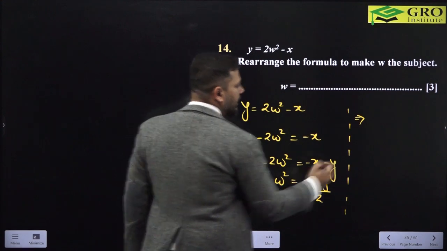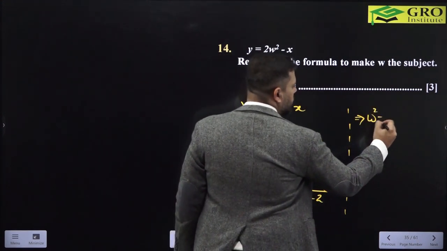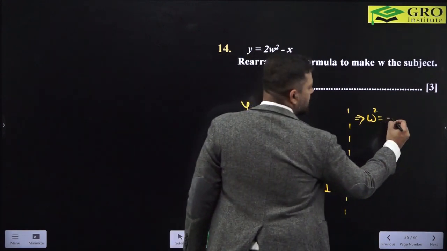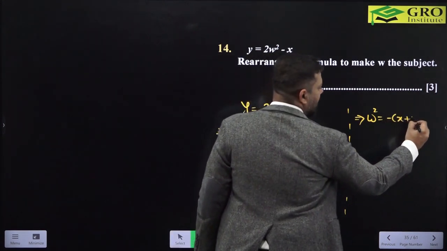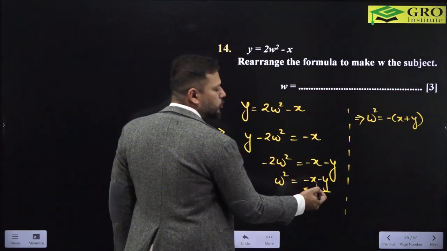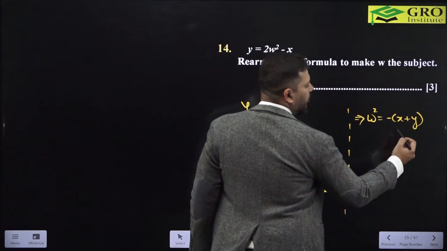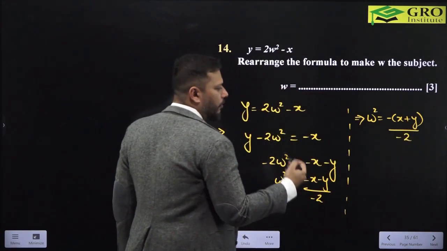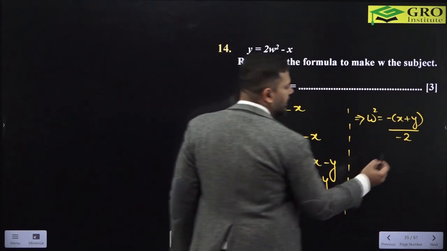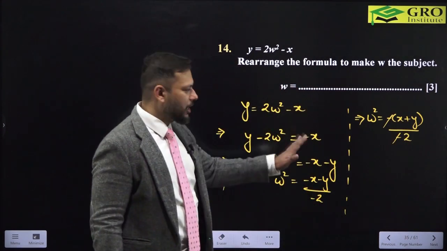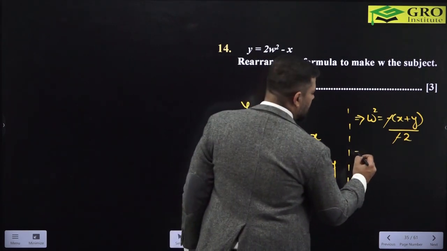Here we see that w square is given to us. What if I take out this negative sign common? This negative sign common makes x minus x and y as x plus y. Minus x minus y becomes negative of x plus y, and here we already have a negative 2. Why have I done this? Because with this I can cancel these negative signs, isn't it? So the negative signs get cancelled.